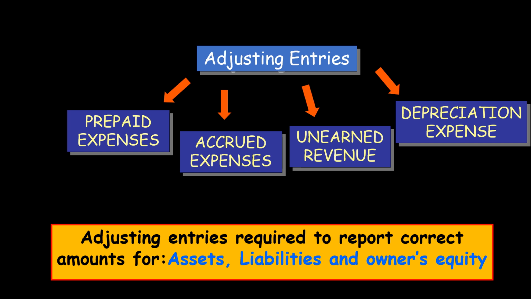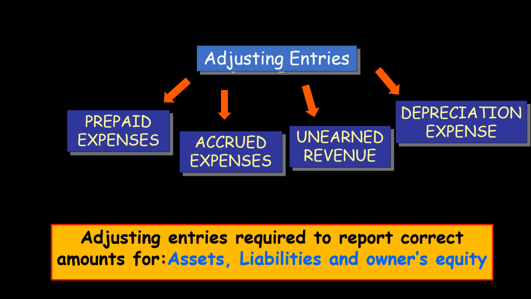So, just as a summary, the reasons for adjusting entries are to report the correct amounts of assets, liabilities, and owner equity. In our second video, we talked about what prepaid expenses are and how to do the accounting for them. Our third video was about accrued expenses. Again, we discussed what they are and how to do the accounting for them. I encourage you to watch those videos so that you have more background on adjusting entries.